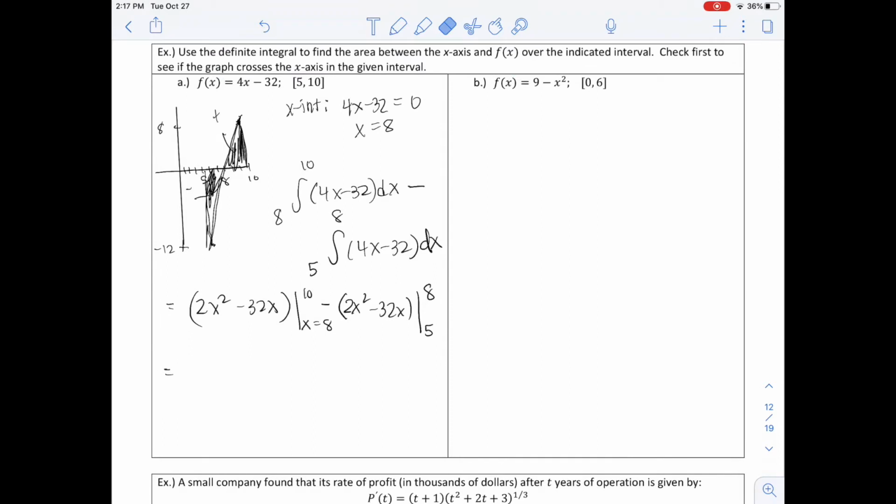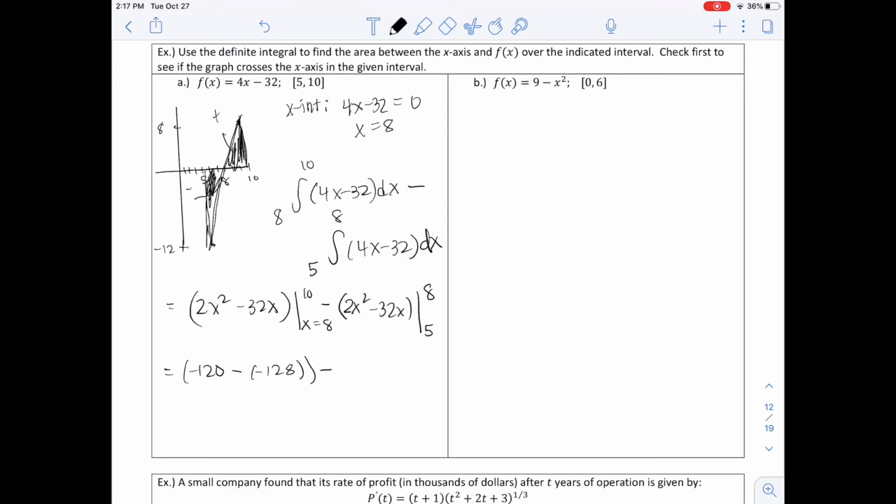So evaluating this at 10, we're going to have 2 times 10 squared minus 32 times 10, and we arrive at negative 120, minus, evaluating this at 8, 2 times 8 squared minus 32 times 8, just go ahead and use your calculator for that, and we get minus negative 128. And so this first function here, we can simplify a little bit more, but let's go ahead and subtract.